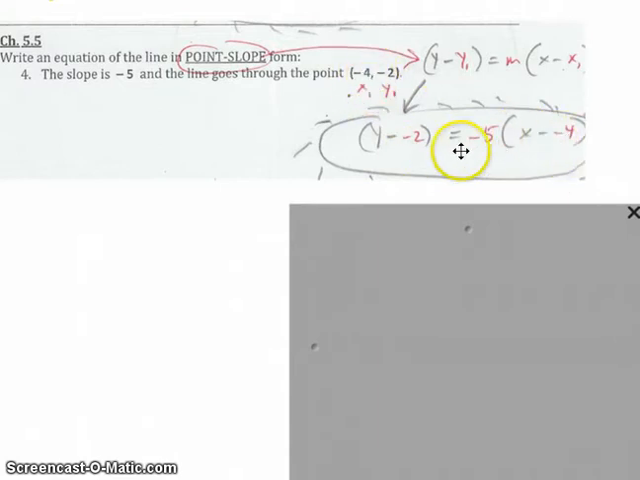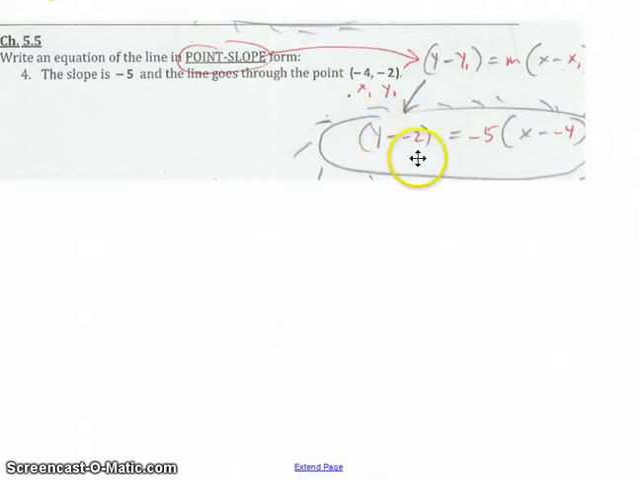X minus minus 4. So it might make more sense to simplify these minus minuses. You could write it as y plus 2 equals negative 5 times x plus 4. Same answer. I don't care either way, whether you write it the way I have here or the even simpler way. Both are fine with me. Okay, that's the end of page 1. I think we're going to have enough time for page 2, so let's move on to the top of that.